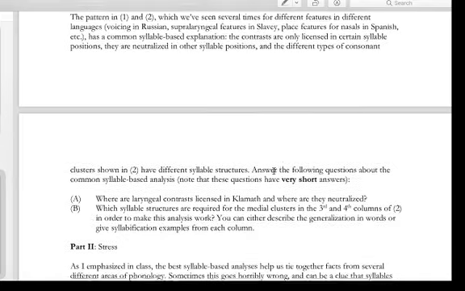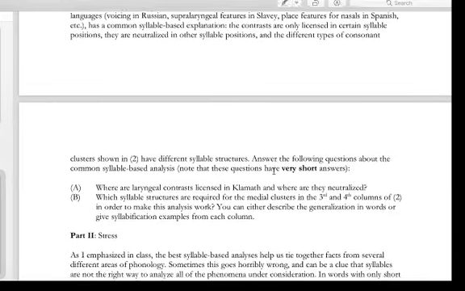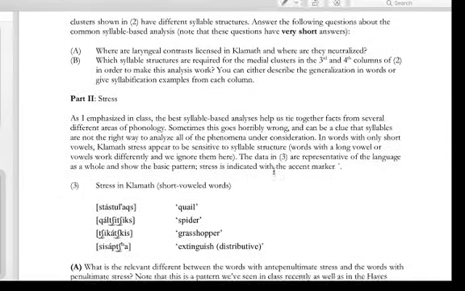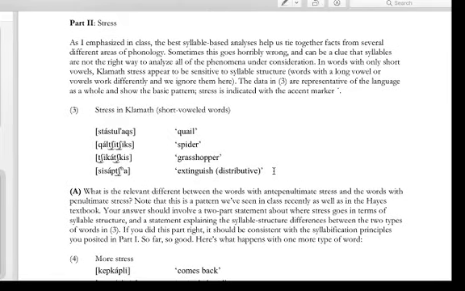So far, part one, everything looks great. This works just like other languages we've seen. Here's where the interesting stuff starts. We're going to look at the stress system now. And this was sort of the take-home lesson of the syllabification unit. The best syllable-based analyses help us tie together facts from several different areas of phonology.